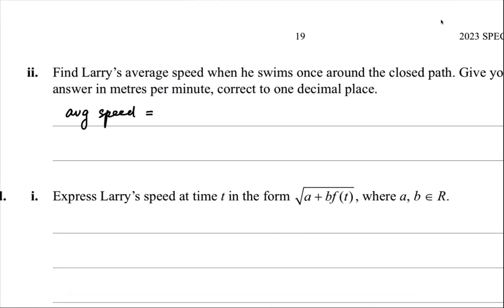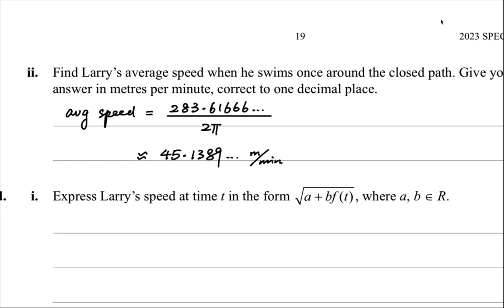That is the total distance, 283.61666, etc. divided by total time, which is 2 pi. Using your CAS calculator, you should get 45.1389, etc. meters per minute, which is 45.1 meters per minute. Okay?